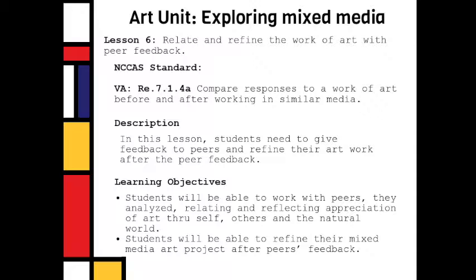While the students are creating their art project, the next lesson will be lesson 6. They have to relate and refine the work of art with peers' feedback. In this lesson, students need to give feedback to peers and the students will refine their artwork after the peers' feedback. So the learning objectives are students will be able to work with peers, analyze, relate and reflect appreciation of art through self, others, and the natural world, and students will be able to refine their mixed media art project after peers' feedback.